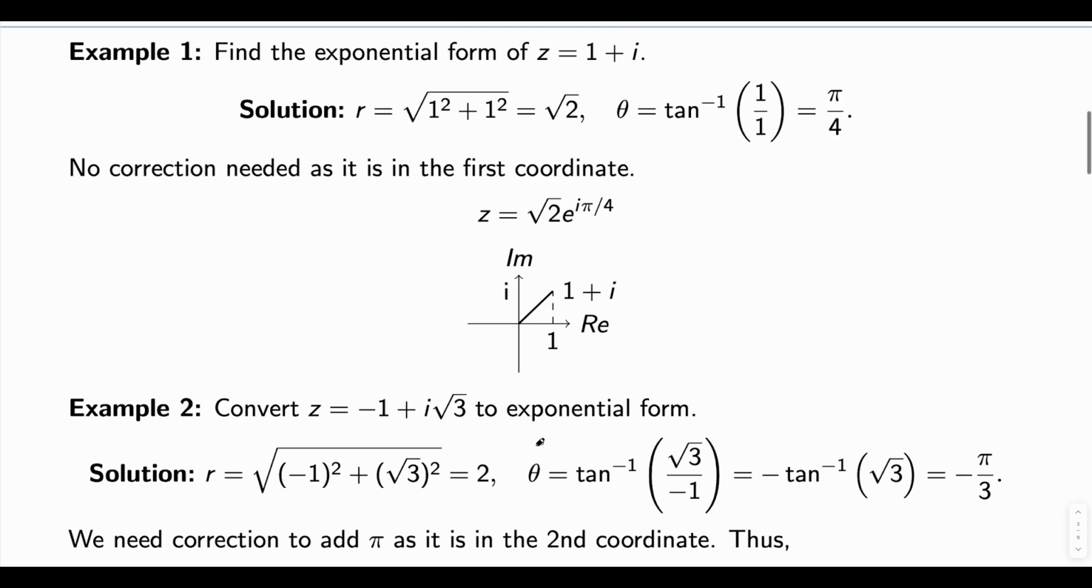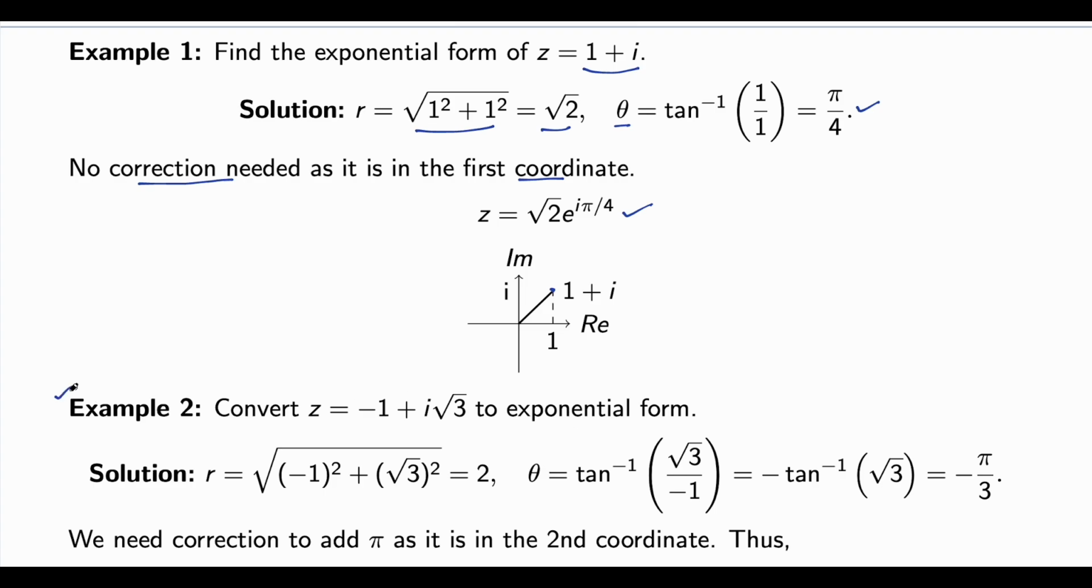Now let us see an example. Find the exponential form of z equal to 1 plus i. Already r can be calculated using the formula. So r is going to be root 2 and theta equal to tan inverse of 1 by 1, which is going to be pi by 4. Now this point lies in the first quadrant, right? So we do not require any correction in the argument value. So we can directly write z as root 2 e power i pi by 4, right?